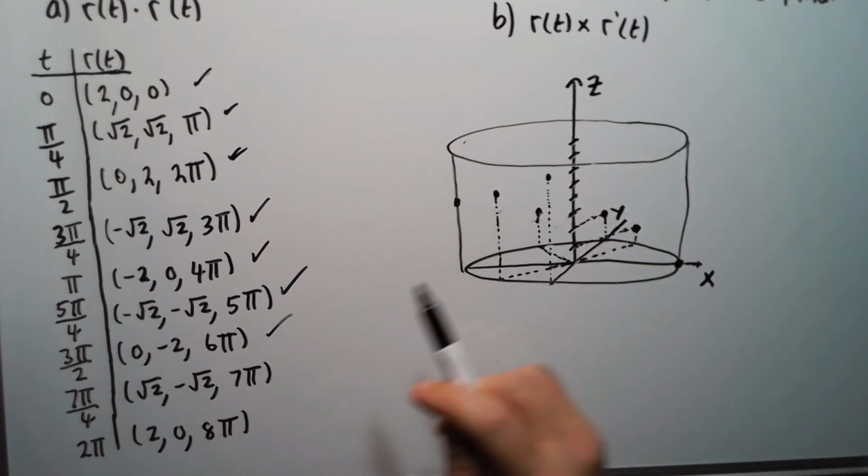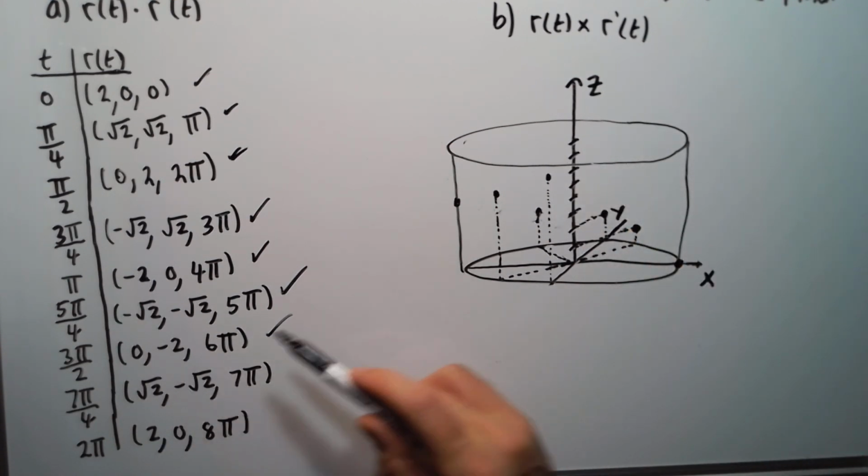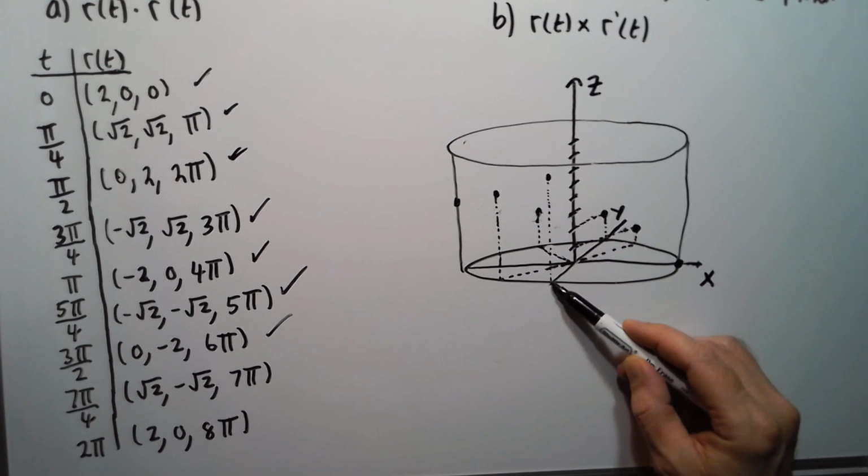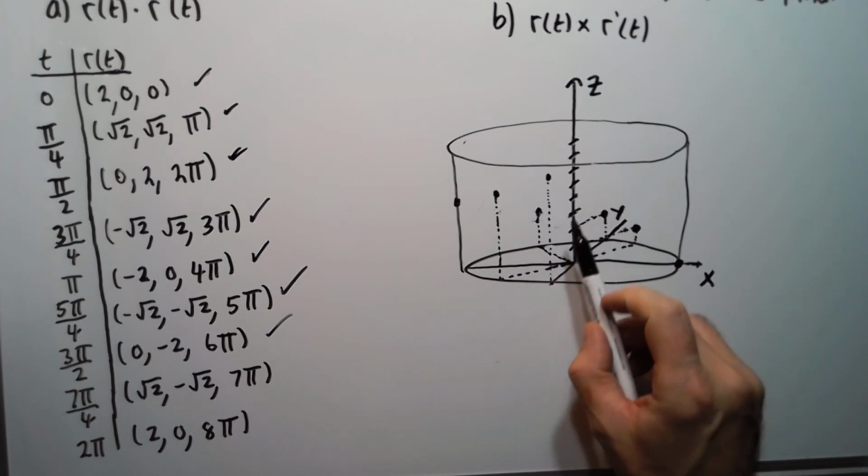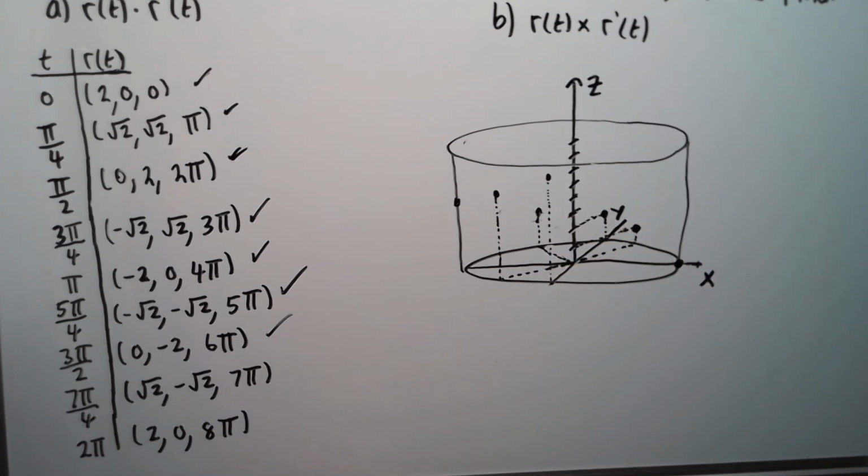So it put me here. So we're at a negative 2 on the y, so it'd be here. Then 6 pi on the z, which will put me here. Okay, let's do now square root of 2, negative square root of 2, 7 pi.